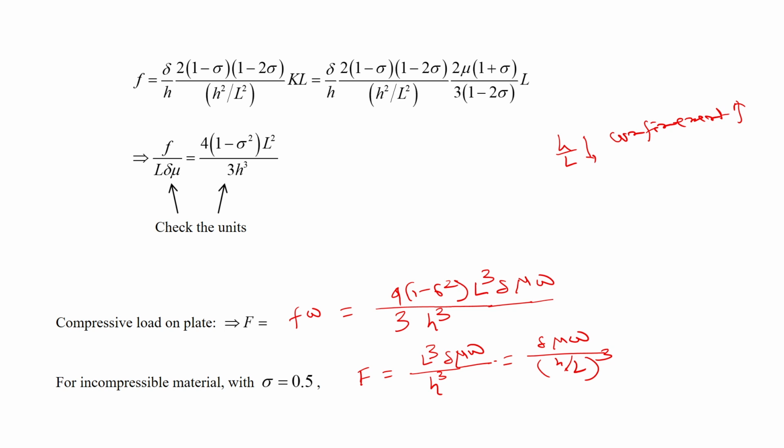So, one can actually think of this quantity as a kind of spring constant. So, f into this is spring constant, let us say k, usually the way spring constant is represented, k into delta.